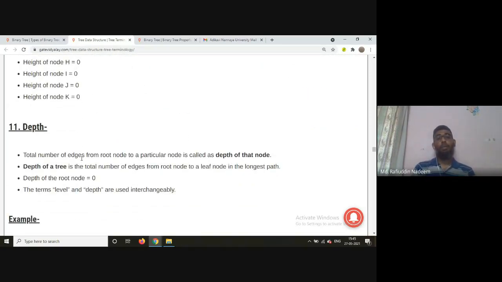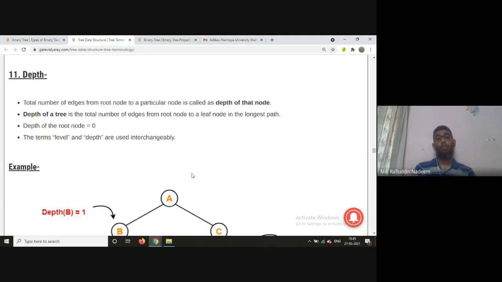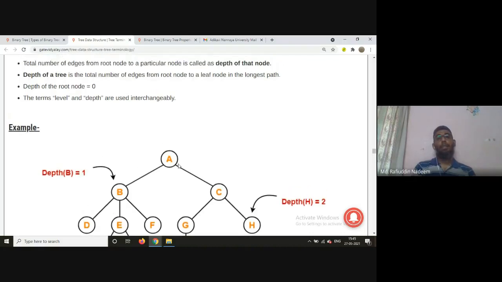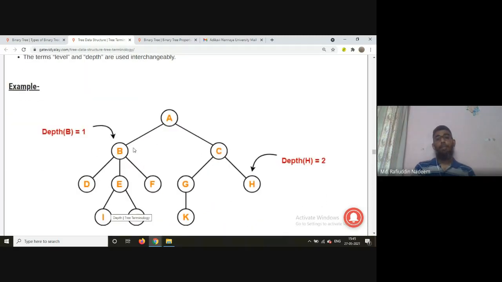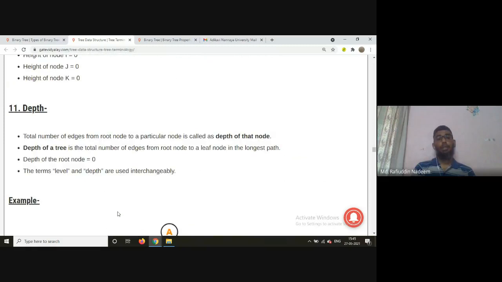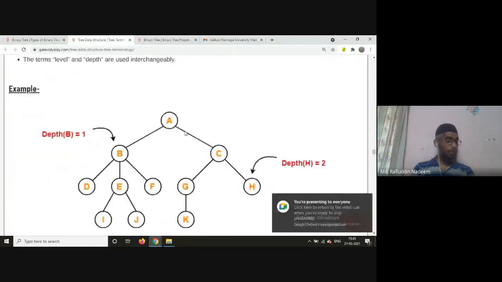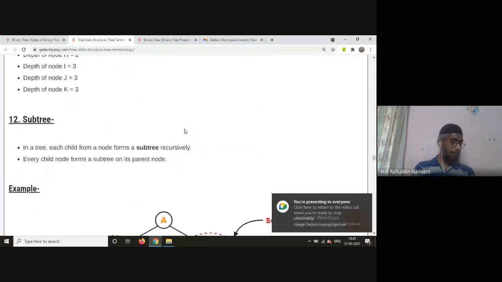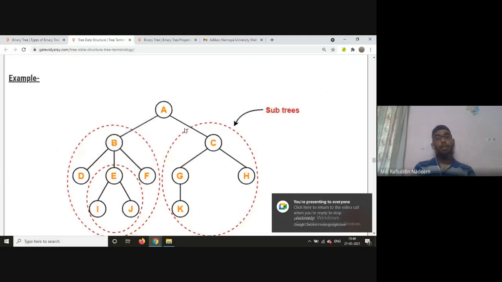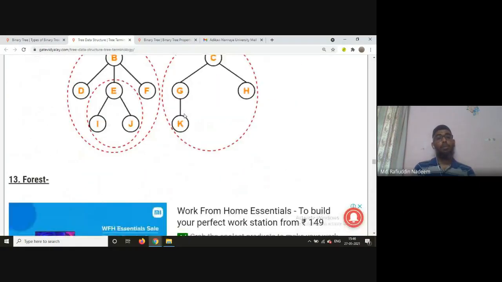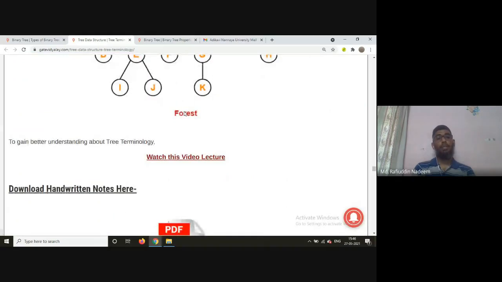The depth is the total number of edges from the root node to a particular node. From the root node to the particular node, 1, 2, that is called the depth. It is the reverse of the height. Then we discussed the subtrees also, then the forest.